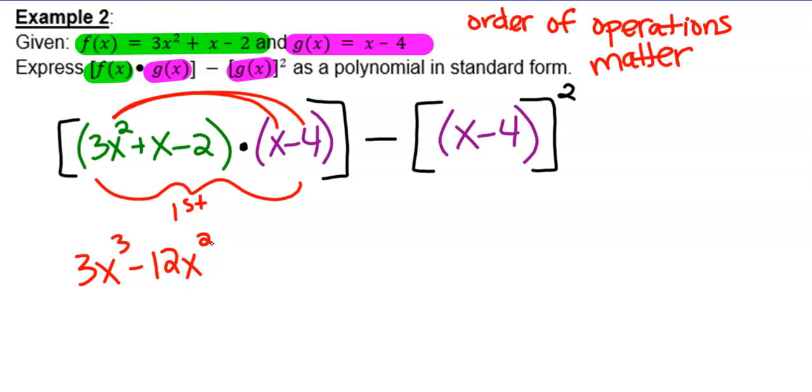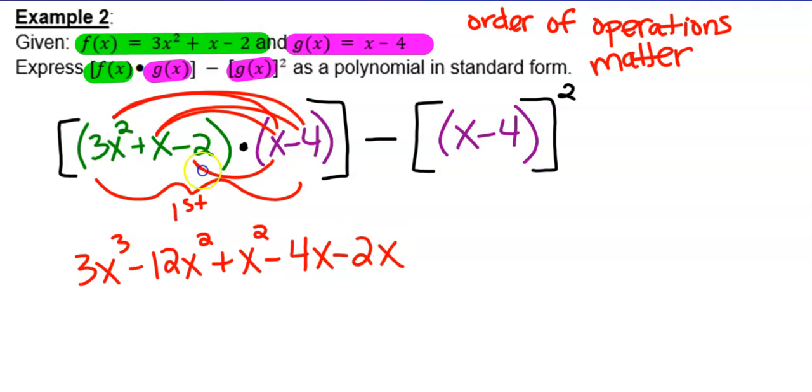Then you take x and you multiply it with both of those. So x times x is x squared. And then x times -4 is -4x. And then -2 times x is -2x. -2 times -4 is +8.